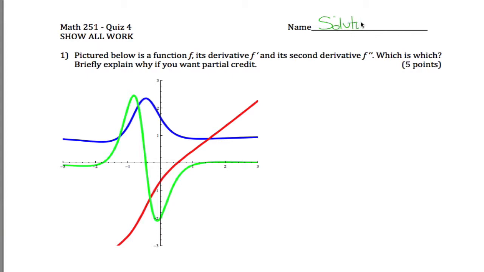All right, here are our solutions for quiz 4 from Math 251. We're given three curves here. Maybe I'll label them A, B, C. Why not? We're told that one of them's a function, one's the derivative, and one's the second derivative, the derivative of that derivative. And we're asked which is which.